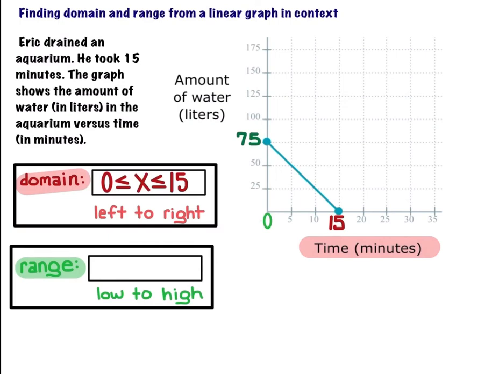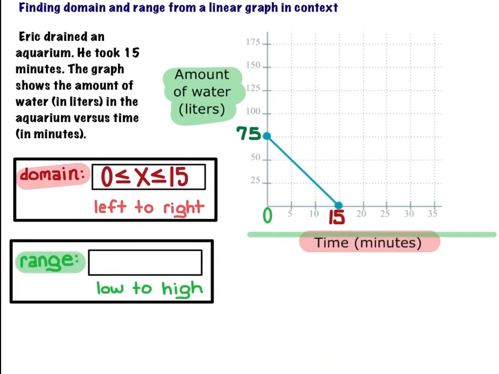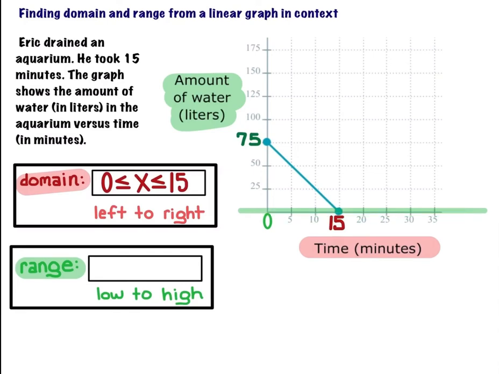The range is about the y's, so it's going to be about the amount of water in liters. The y-axis goes from bottom to top, or low to high. The lowest we ever are is at 0, and the highest we are is 75. So our range is going to be from 0 through 75. Our y's, or the amount of water in liters in this aquarium, is going to be from 0 to 75.